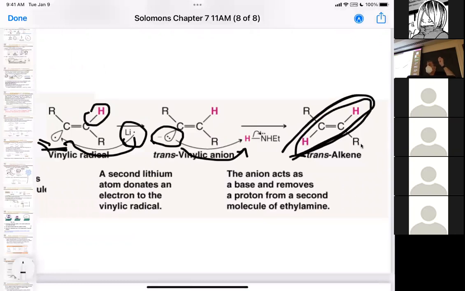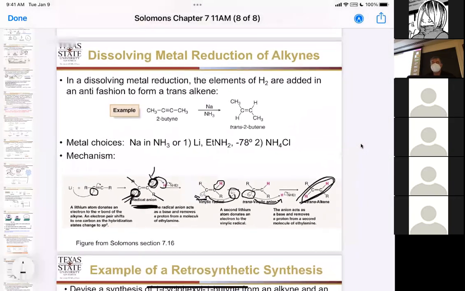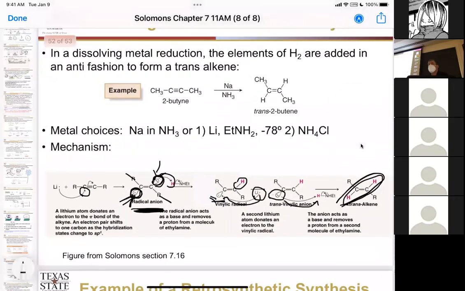So you need to know how to take alkynes all the way down to alkanes, and that's just hydrogen on palladium. You need to know how to make cis alkenes, that's Lindlar's catalyst. And you need to know trans alkenes, dissolving metals, sodium or lithium with ammonia. All right, questions on that?